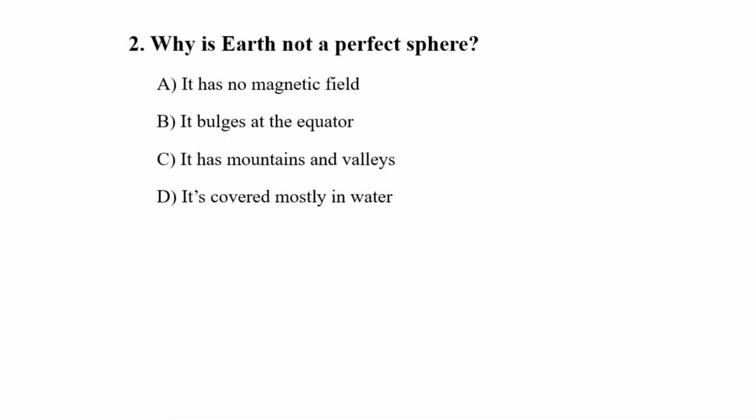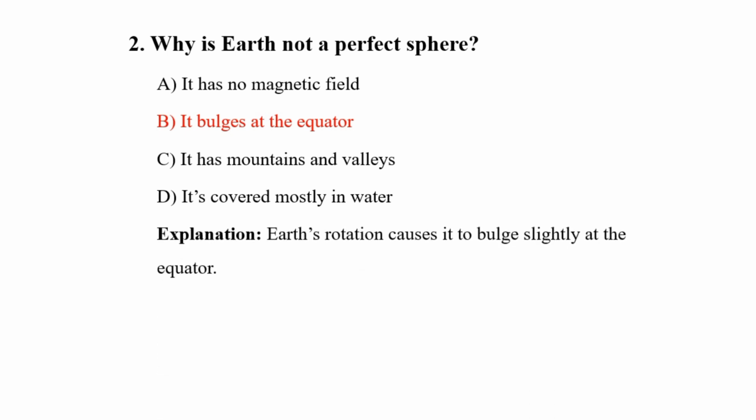Question number 2. Why is Earth not a perfect sphere? A. It has no magnetic field. B. It bulges at the equator. C. It has mountains and valleys. D. It's covered mostly in water. The answer is it bulges at the equator. Earth's rotation causes it to bulge slightly at the equator.